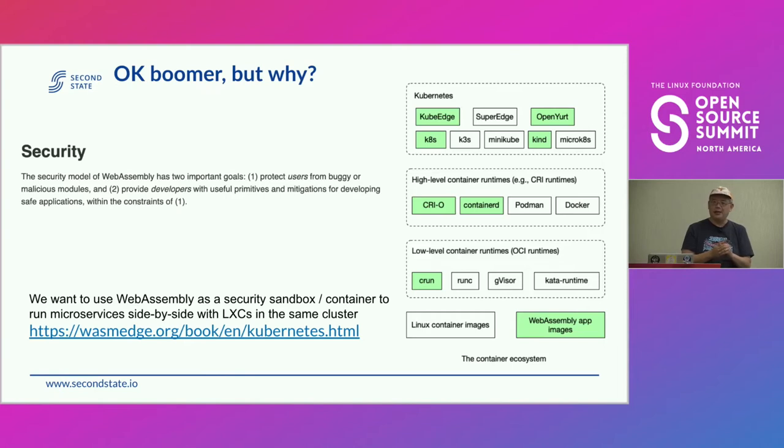So our idea has really been, we want to use WebAssembly as a security sandbox and container to run microservices side by side with other OCI with Linux containers and VMs and things of that nature. And in order to do that, we have to support JavaScript, because for a lot of microservice developers, we can't tell people you have to use Rust to do that. Although I love to tell people that, in reality, maybe 90% of the developers are using JavaScript or languages of that nature.